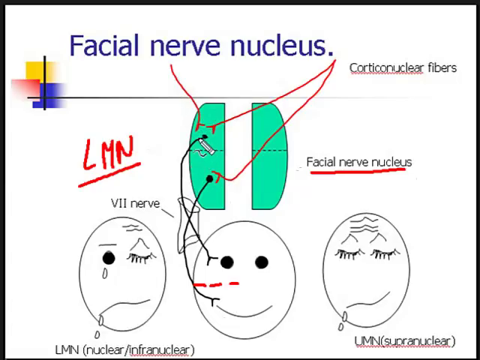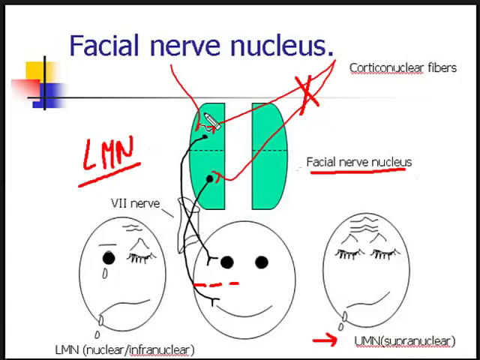Because if you damage this one, it is not getting anything from here, but it's still getting impulses from this side, so it can still function. So here you can see that in the upper motor neuron type of lesion, which is known as supranuclear because it's above the nucleus.